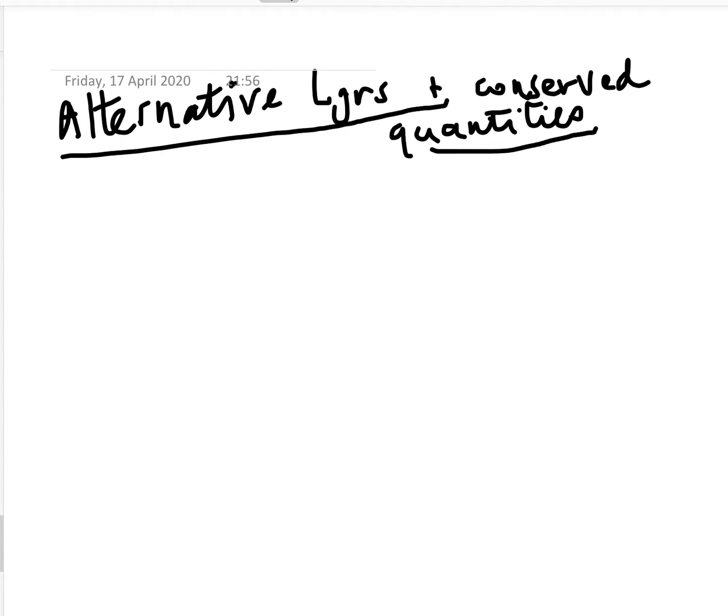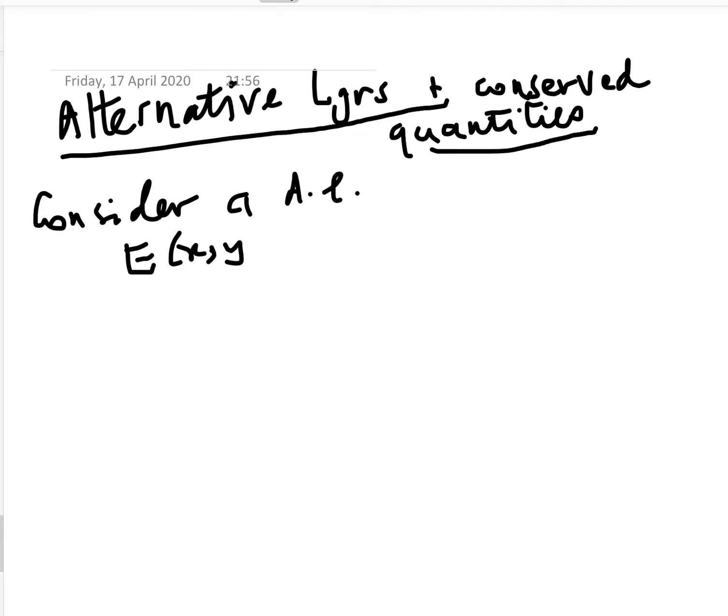Okay, we now look at the case, or at least the relationship between the Lagrangian of a differential equation and a conserved quantity. So consider a differential equation. This is an ordinary differential equation, E of x, y, y dashed, y double dashed equal to 0. Suppose that is a differential equation.